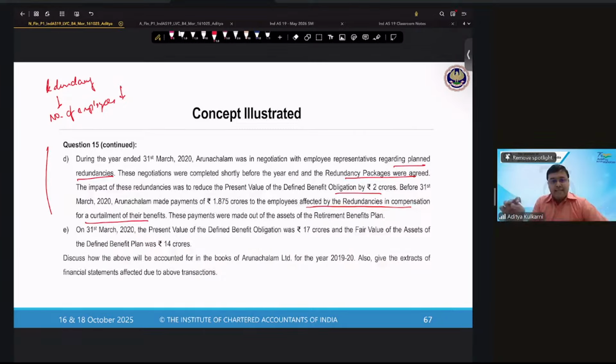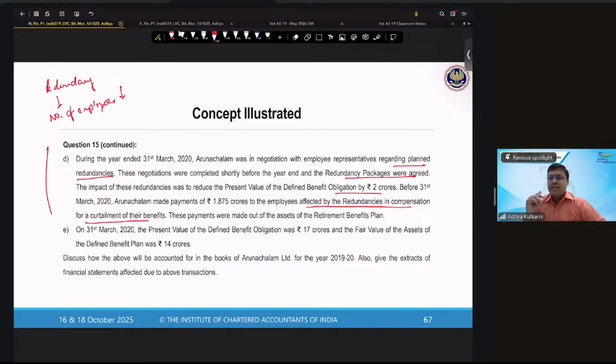That means, can I say that their benefits are curtailed? Yes, curtailed. Curtailment means you are taking away their benefit. We saw in the case of cancellation of ESOPs, for cancellation we have to compensate them. Similarly, here also, because I am curtailing their benefits, I have to pay something. Yes or no? Yes, I have to pay them something.